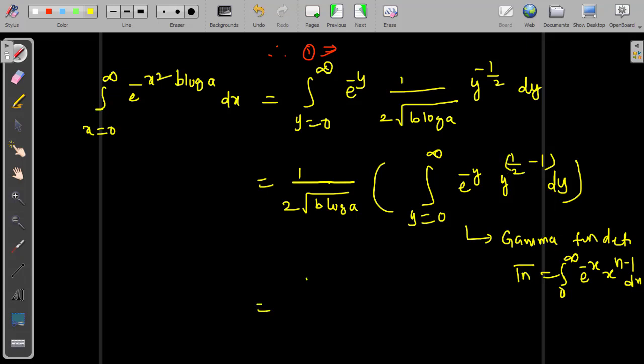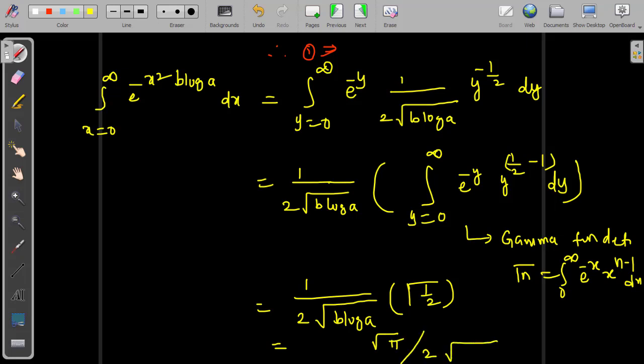The next step is 1 by 2 times the square root of b times log a, multiplied with gamma half. It's a standard value: gamma half is root pi. The final result is root pi divided by 2 times root of b times log a, or we can say 1 by 2 times the square root of pi divided by b times log a. That's the final answer.